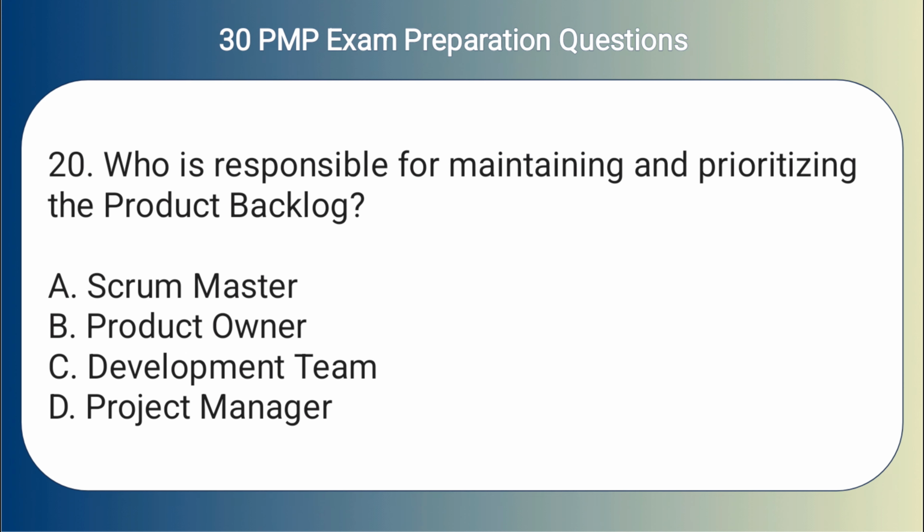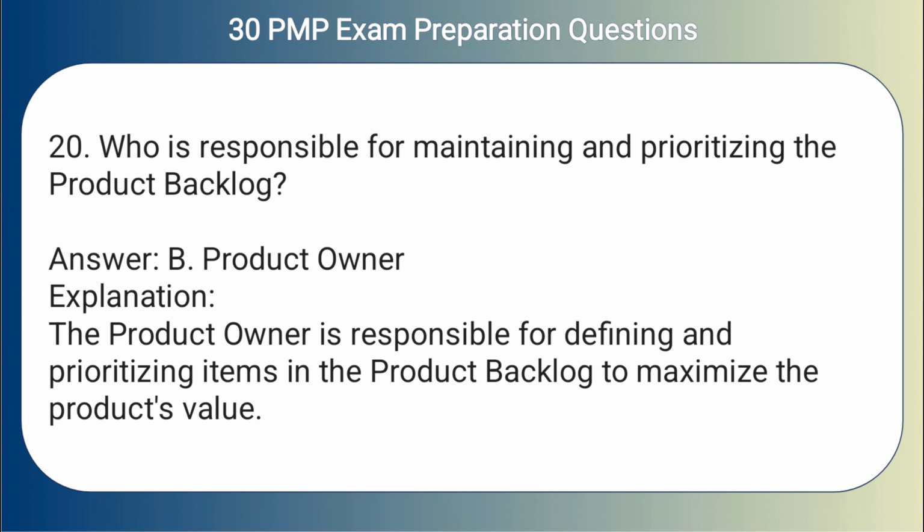Question 20. Who is responsible for maintaining and prioritizing the product backlog? A. Scrum Master. B. Product Owner. C. Development Team. D. Project Manager. Answer. B. Product Owner. Explanation. The product owner is responsible for defining and prioritizing items in the product backlog to maximize the product's value.